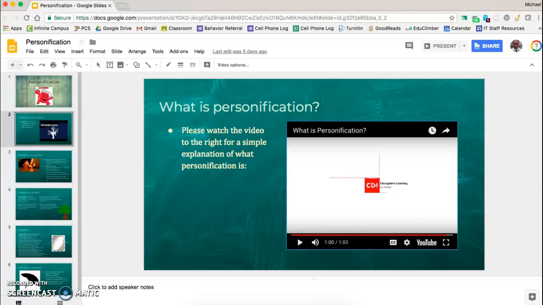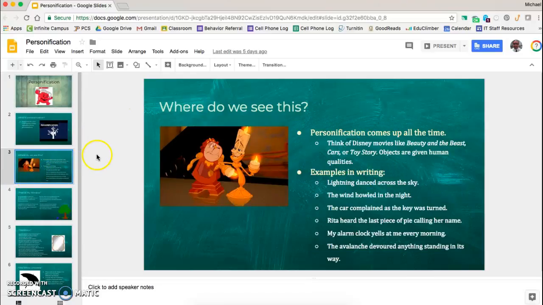Okay. So we can see a lot of different examples of this in film, but also in writing. So for film, think about Disney movies like Beauty and the Beast or Cars or Toy Story. So this scene is from Beauty and the Beast. It's the clock Cogsworth and the candlestick Lumiere. And obviously they acted like humans, okay? They walked around in the story. There's actually a reason for that, but even if you go into the movie Toy Story, all of the toys are brought to life. They're acting like humans. In Cars, all of the cars are acting like humans, okay? So those are all fairly clear examples of personification, where objects are given human qualities.